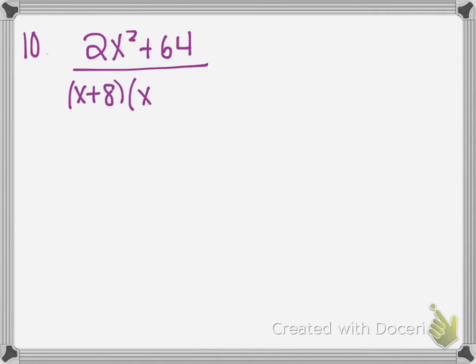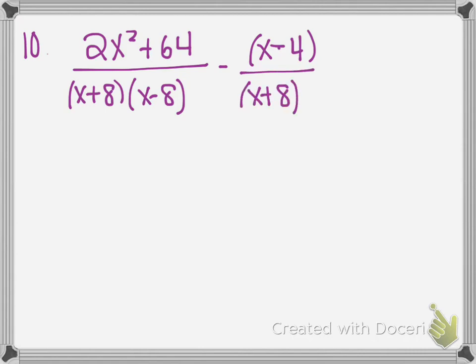Okay, and then number 10. Alright, number 10, the denominator factors into x plus 8 and x minus 8, because that's the difference of two squares. And this has a denominator of just x plus 8. So our LCD, just like the one we just did, is going to be x plus 8, x minus 8, and we don't have to touch the first one. So this one is just going to be multiplied by x minus 8 over x minus 8.